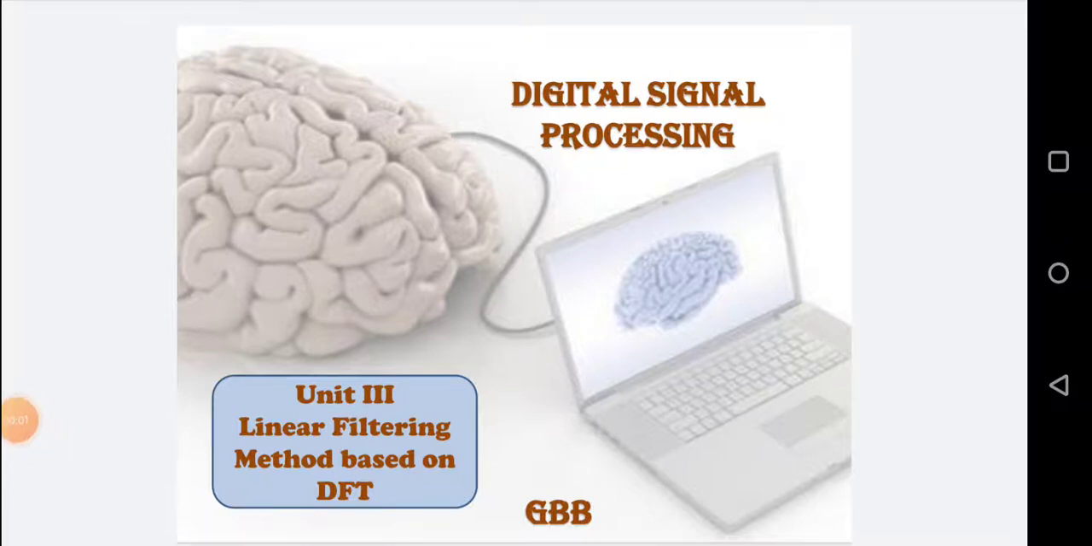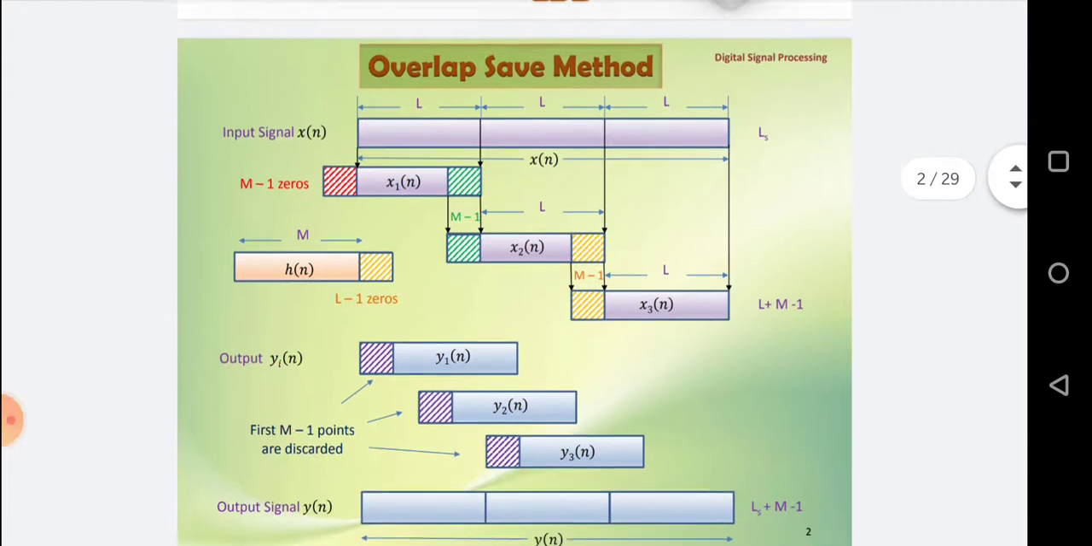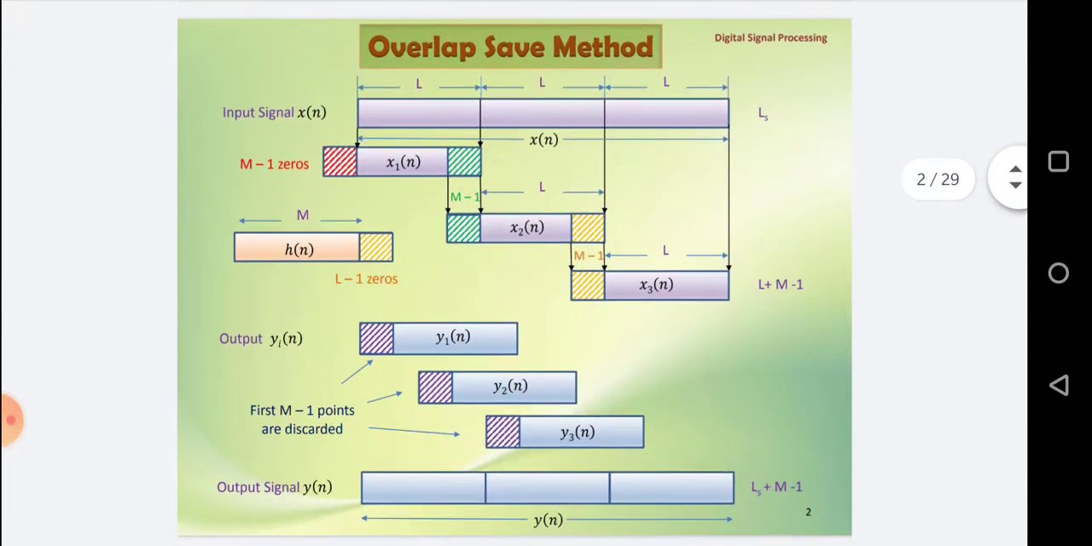Good morning. Let's discuss another example of overlap save method. So this was the pictorial representation of overlap save method, where we are dividing our sequence x of n into a smaller number of sequences. Consider, as shown in the figure, we have to divide x of n of length Ls into three subsequences, x1 of n, x2 of n and x3 of n.